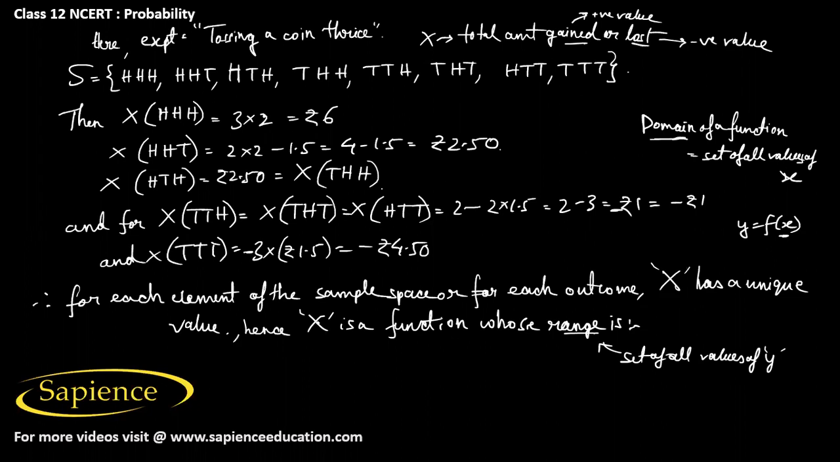So x is a function where the range would be given as minus 4.50, minus 1, 2.50, 6. So this is your final answer. Thank you.